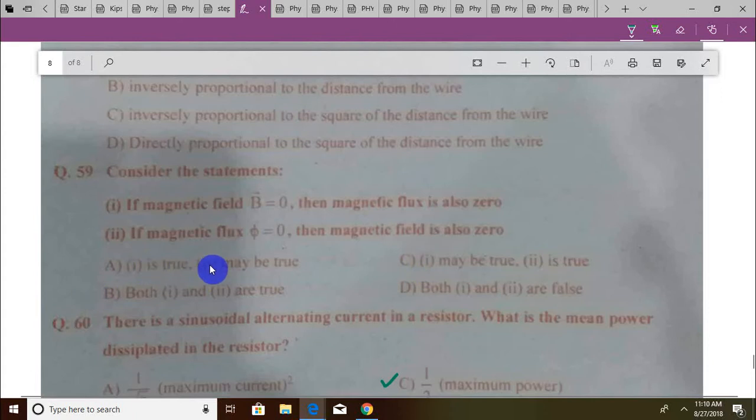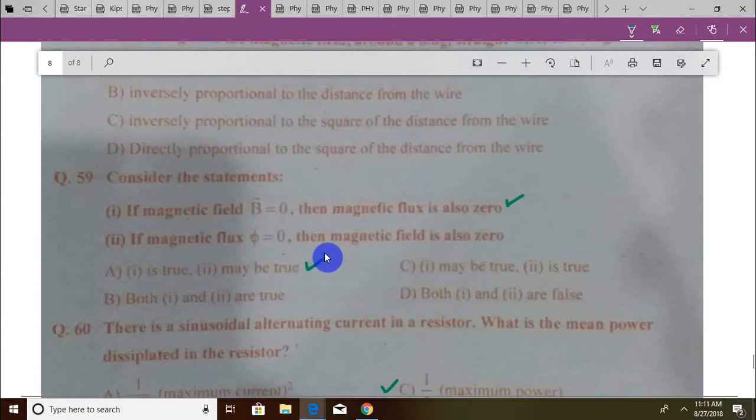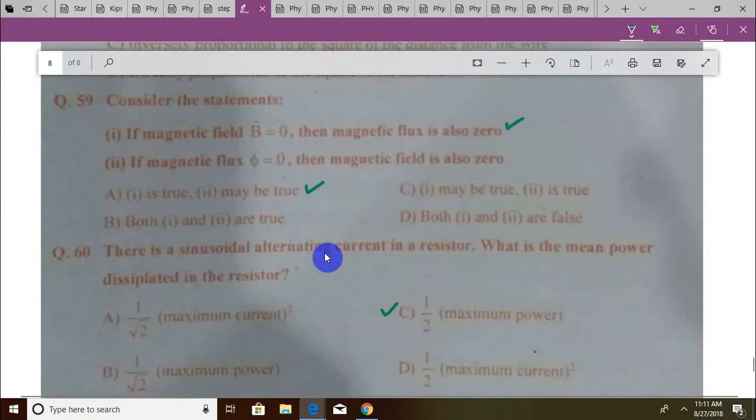So maybe both 1 and 2 are true. 1 may be true, 2 is true, but 1 and 2 are false. Well, 1 is true. This has the capability of being true if certain conditions are met. So it's 60C and 59A.